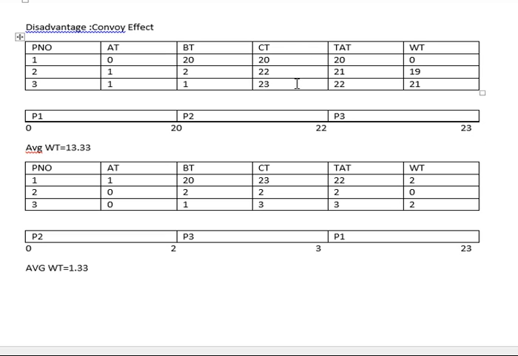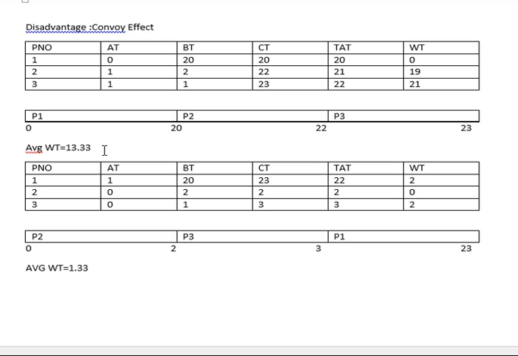Next we are drawing the completion time. So completion time for P1 is 20, P2 is 22, P3 is 23. Next we have the turnaround time, which we have already seen. What is turnaround time? It is completion time minus the arrival time. So 20 minus 0 is 20, 22 minus 1 is 21, 23 minus 1 is 22. And the waiting time is turnaround time minus the burst time. So 20 minus 20 is 0, 21 minus 2 is 19, and 22 minus 1 is 21. Now if I have to compare this effect, I just need to calculate the average waiting time. So here I'm getting 0 plus 19 plus 21 divided by 3, which is 13.33.